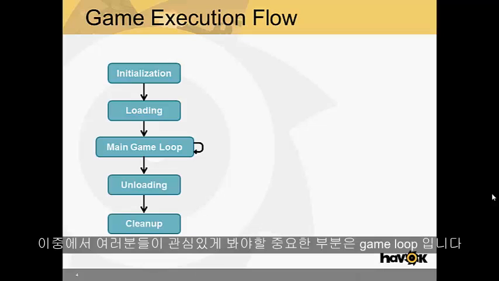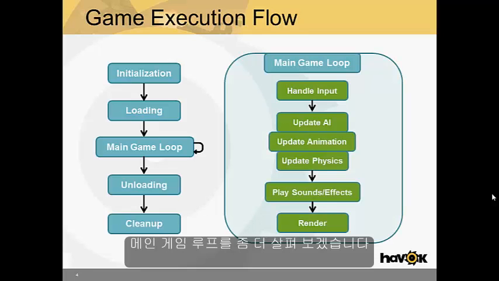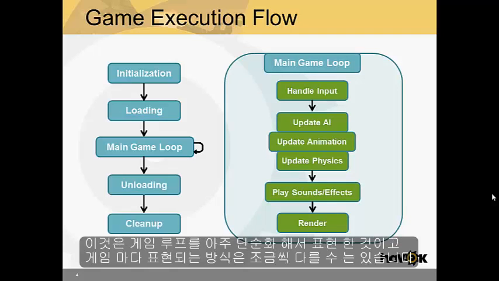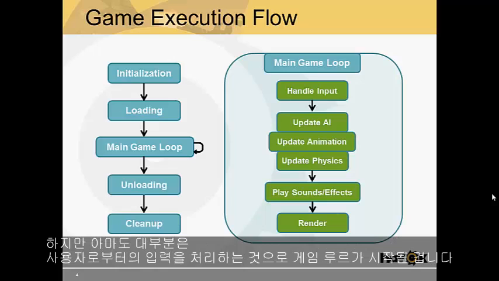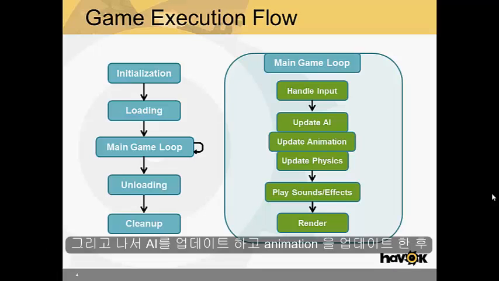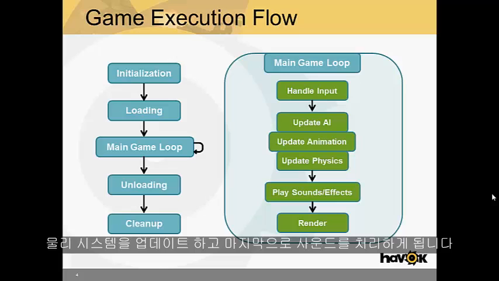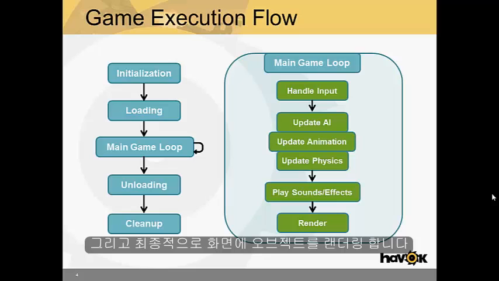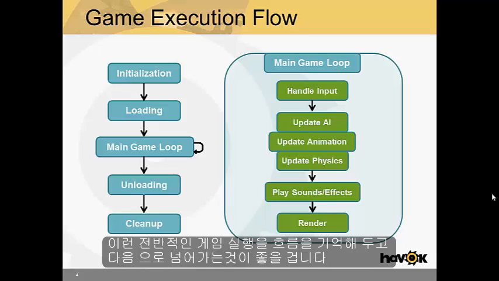And the more important part of this is the game loop. So what exactly would this look like? This is an extreme oversimplification, and different games would implement this in different ways. But basically, you start off the game loop by handling input, seeing what the user has pressed, and then you can update the AI, update the animation system, update the physics system, and then finally play sound effects, and then render all of that to the screen. So again, this is an oversimplification, but it's a good idea to keep this game loop and this overall game execution flow in mind as we go forward.